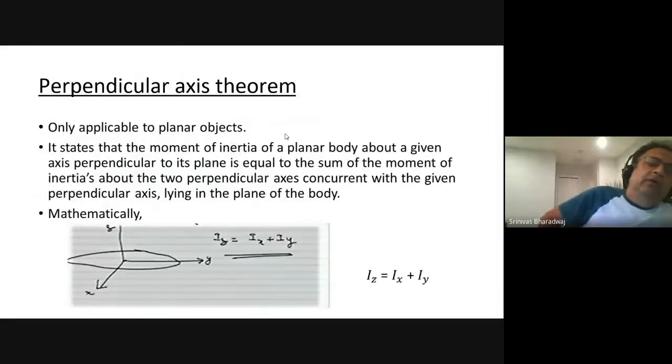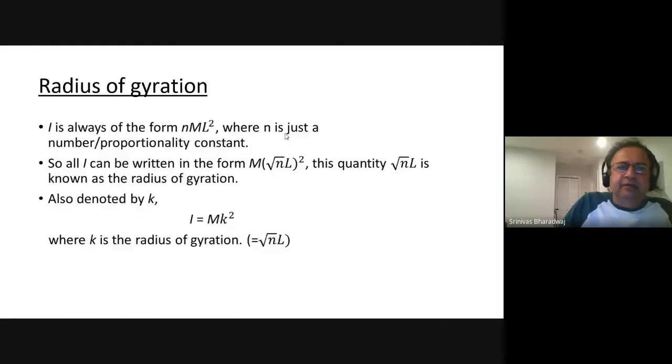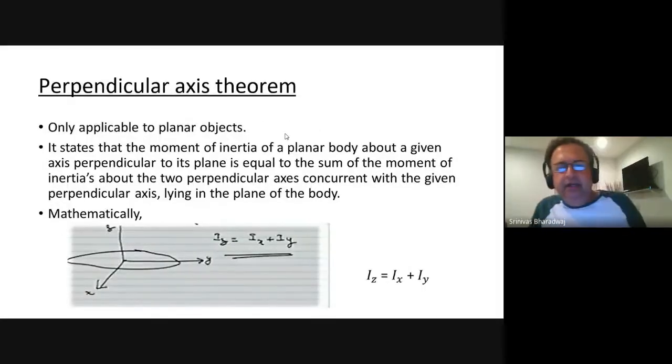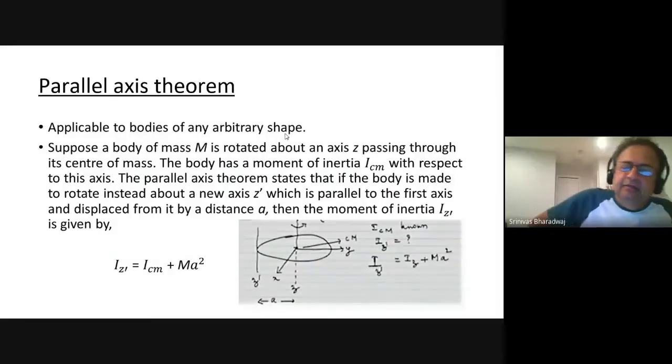Now we will also introduce the perpendicular axis theorem and the parallel axis theorem. The parallel axis theorem tells you that if it is about one axis, Iz equals ICM, where CM is about the center of mass, plus Ma square, right?